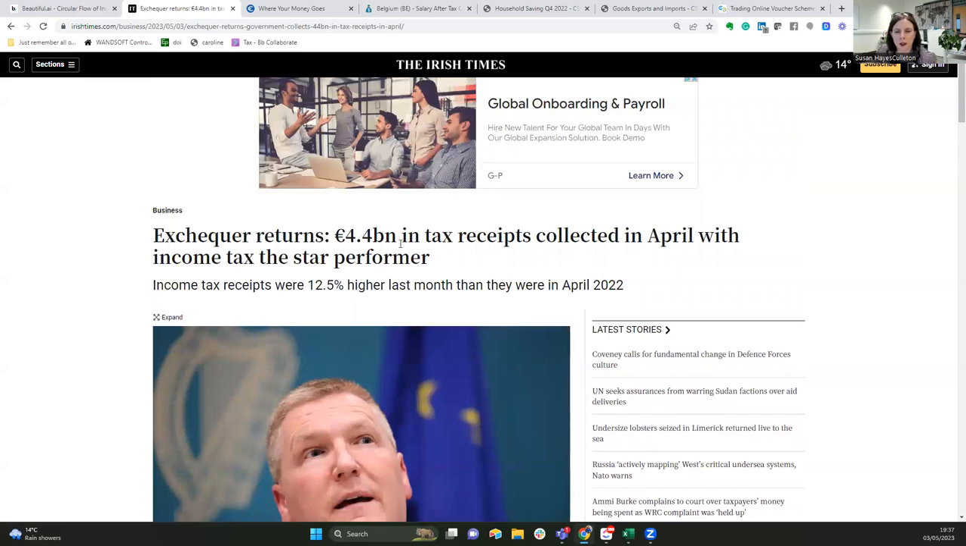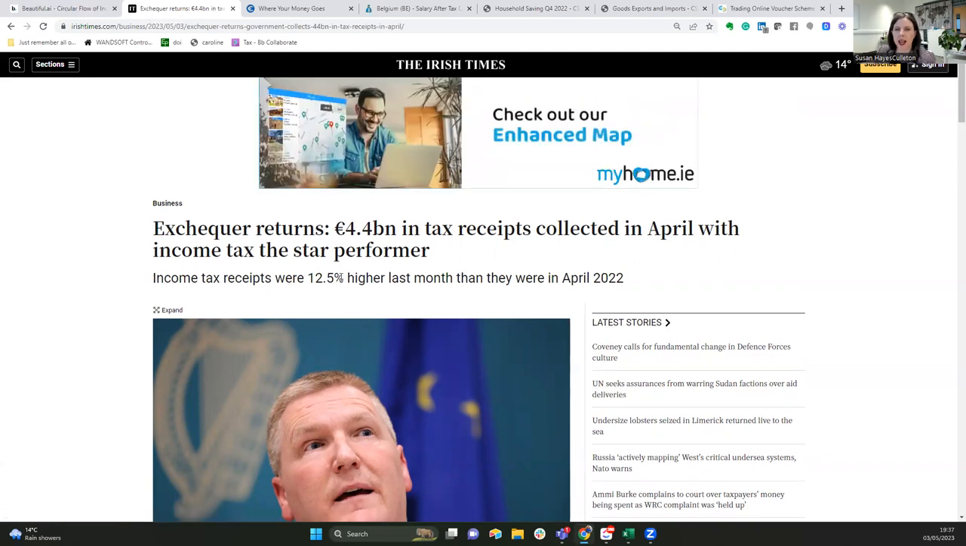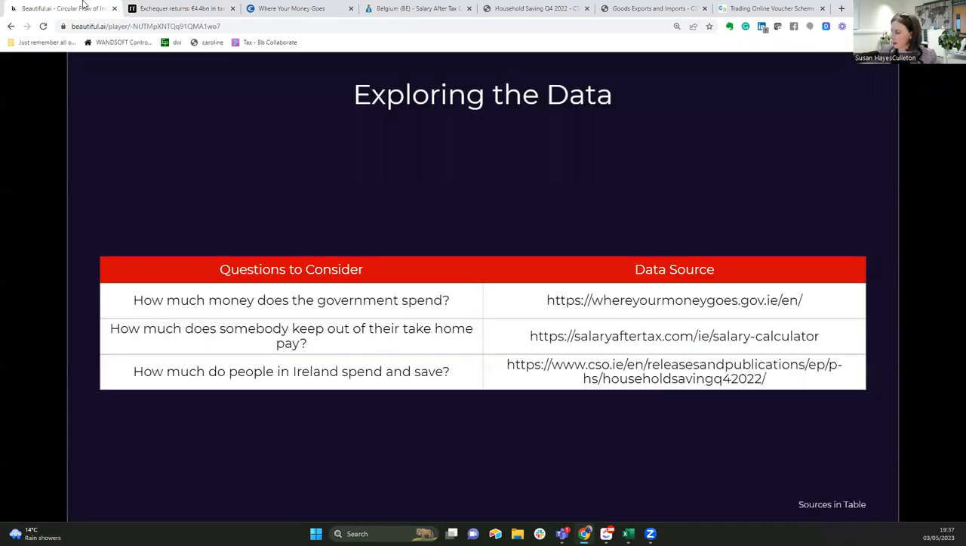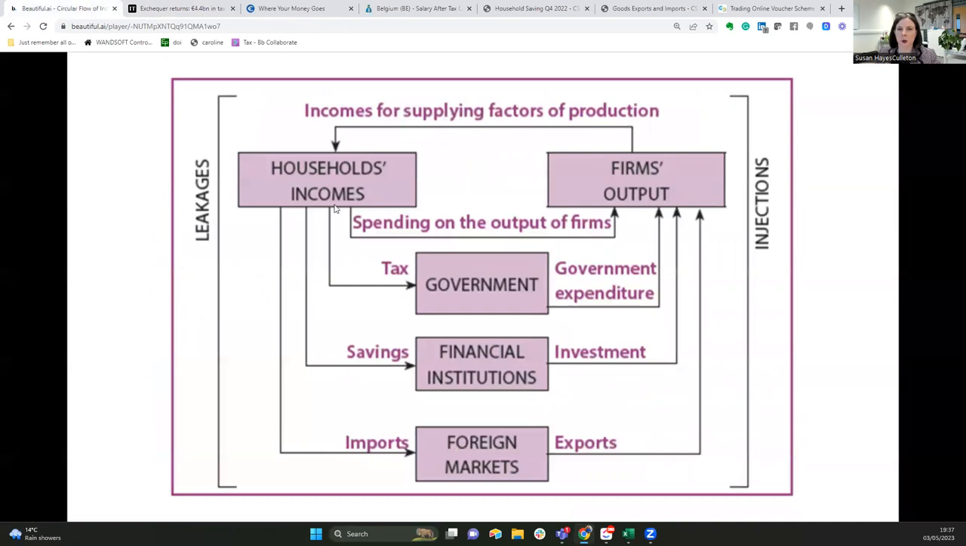She said 4.4 billion in tax receipts collected in April, with income tax the star performer. Income tax receipts were 12.5% higher last month than they were in April 2022. So this means that a lot of household income has been generated in tax. And this has come from the fact that our household income is very high in Ireland, because we are quite close to full employment.